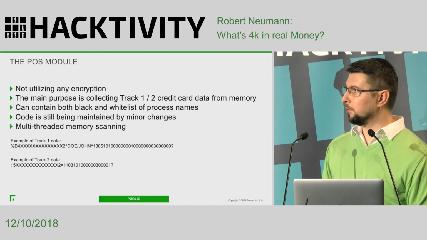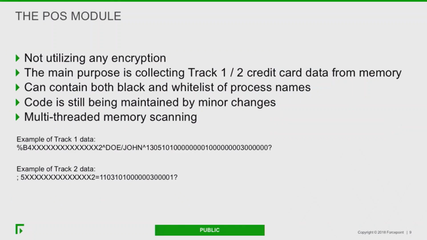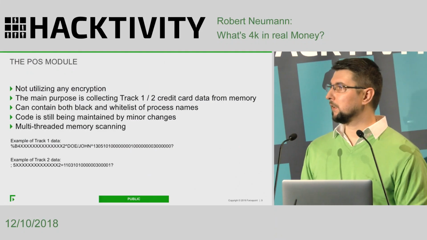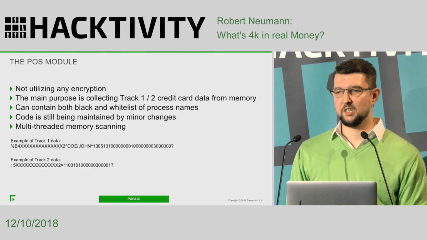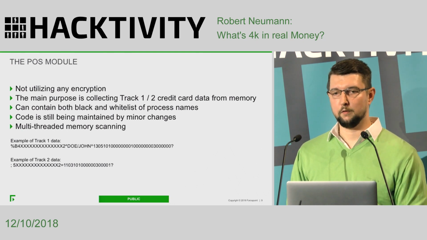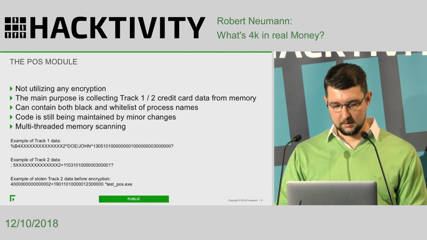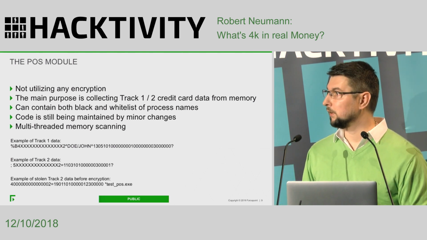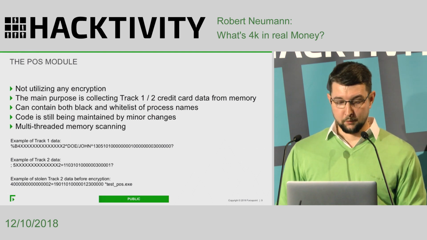There is the example for track 1 and track 2 data. Whoever was not dealing with POS has probably never seen this. This is basically what goes through on the wire when you are using the old-fashioned magnetic stripe card payment. As you can see, this is plain text, no encryption, nothing else. All the vital data needed to complete another transaction is there. So if you can steal that, you can clone a card or use that data for other transactions. And this is what's actually being extracted from running the POS module before encryption.